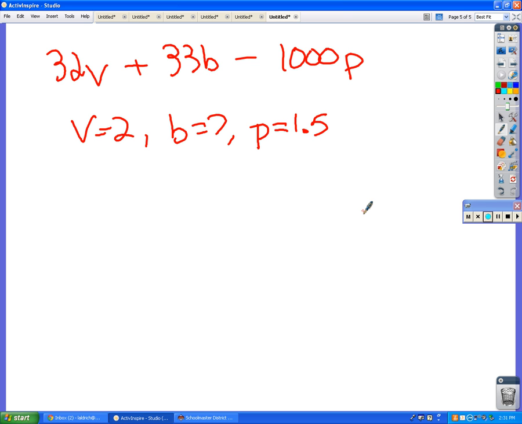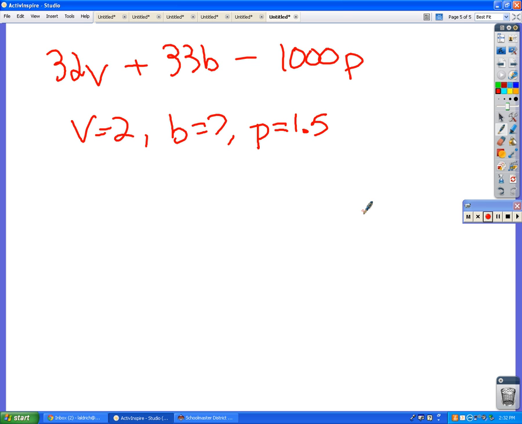Jake, do you have any idea how you would evaluate it? If I start with this, and then I'm told that v equals 2, b equals 7, and p equals 1.5. I'm just going to work with Jake right now. Okay, right. And so what would I multiply? 32 times 2, because I'm going to plug the 2 in for that. And then what do I do with the 7? Multiply it by 33, because I'm going to plug it into there. And then what do I do with the 1.5? Multiply it by 1,000. Okay, very good.